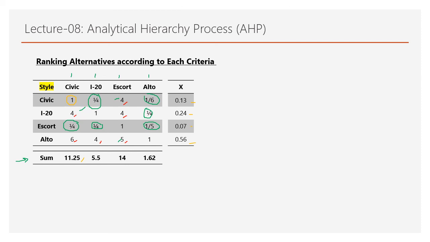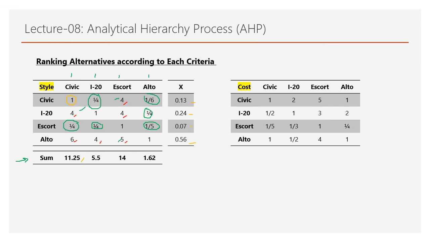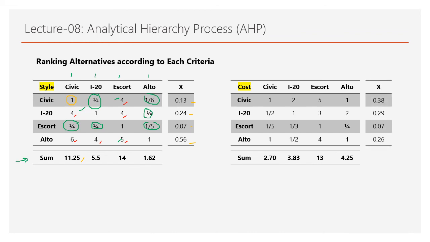Okay, so this is as far as style is concerned, and we do the same for the cost. We have this pairwise comparison matrix, and we do this normalization, and after we normalize, we average the rows to get those priority vectors. So now we have those eigenvectors calculated for the style and for the cost.